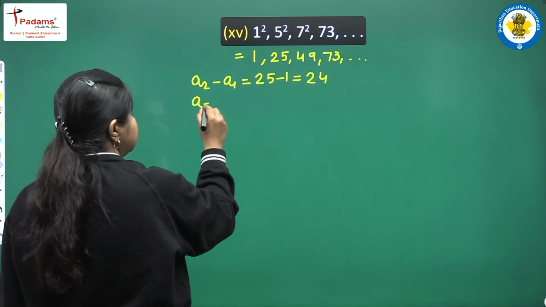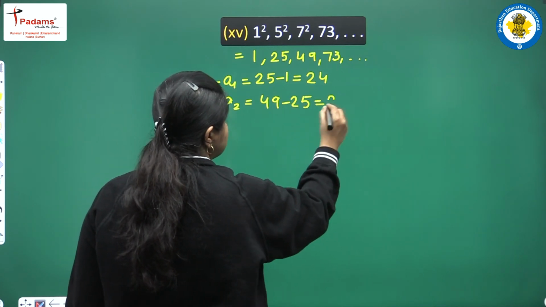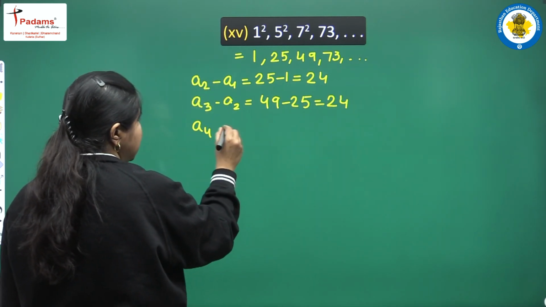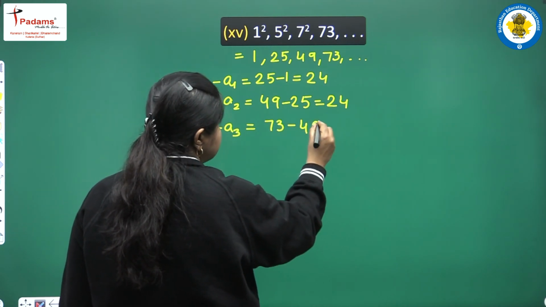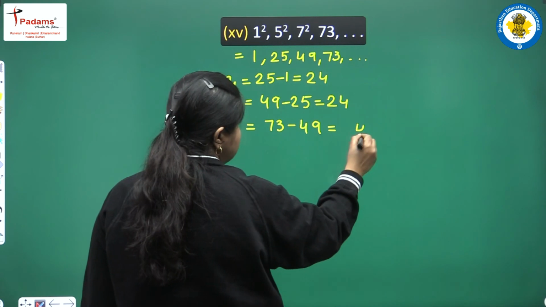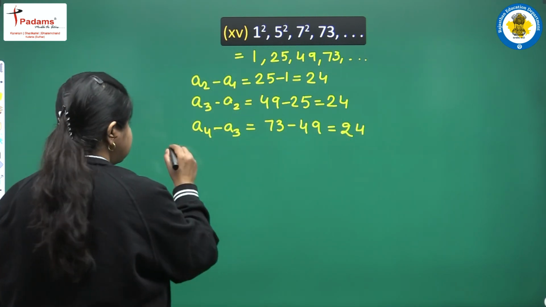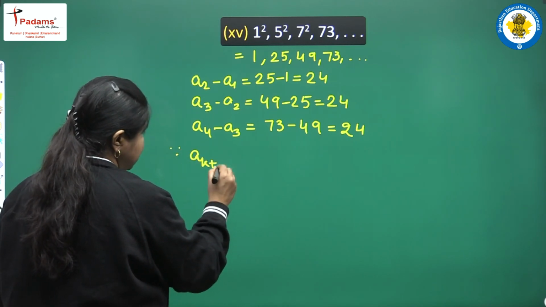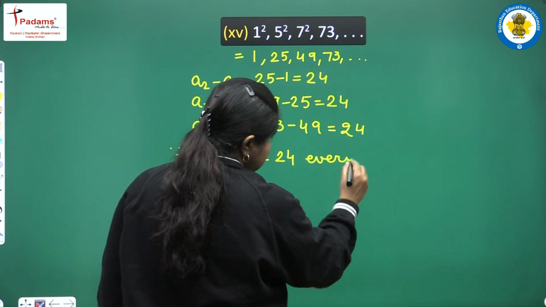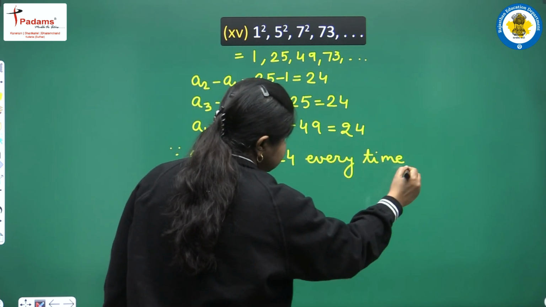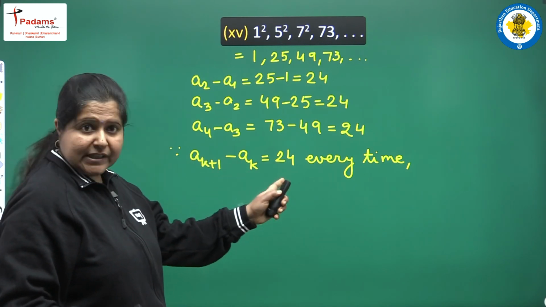Then we find A3 minus A2. It will be 49 minus 25. Again it is equal to 24. Then A4 minus A3. It is equal to 73 minus 49. Here we have 13 minus 9, it's 4. Then 6 minus 2, it's 2. Again 24. So the difference is same and we can say since A(k+1) minus A(k) is equal to 24 every time. इसका मतलब क्या हुआ कि दो लगातार आने वाली टर्म्स के बीच में डिफरेंस k प्लस 1th टर्म और kth टर्म के बीच में जो डिफरेंस है हर बार 24 आ रहा है.